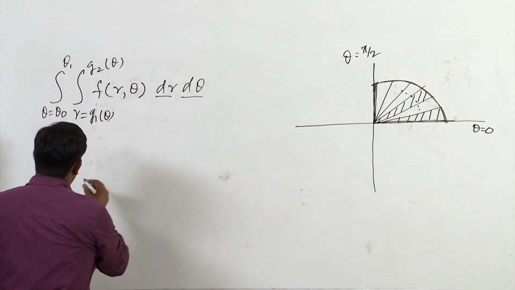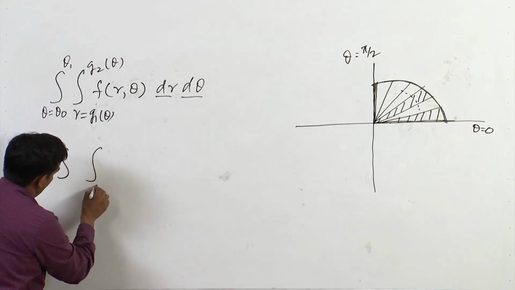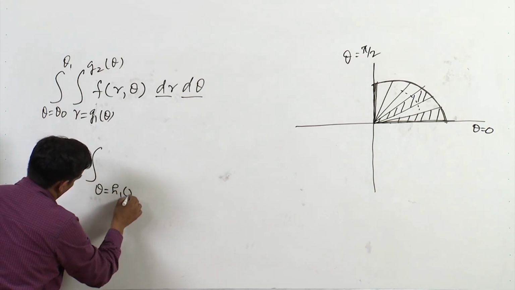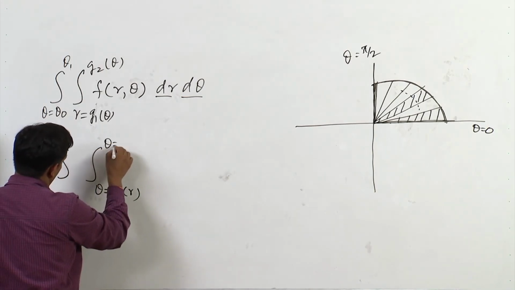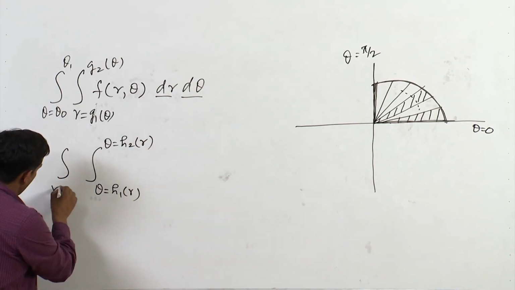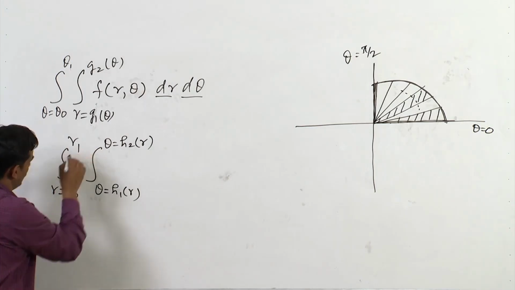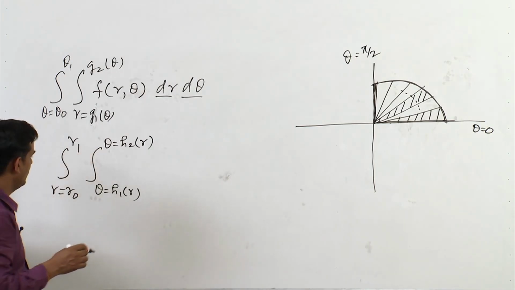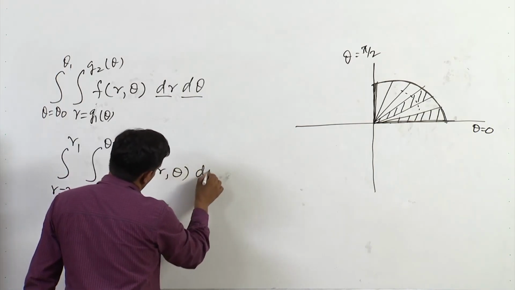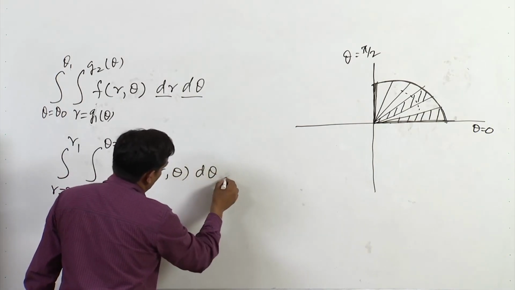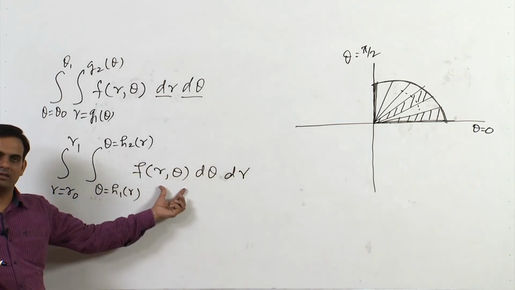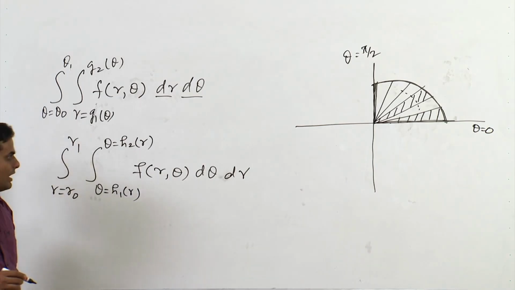If you are taking the order the other way, you are having variable limits for theta, those are functions of r, and then some r 0 to r 1, a constant limit for r. So, in this order dr d theta will become d theta dr, means first you have to integrate with respect to theta and then with respect to r.